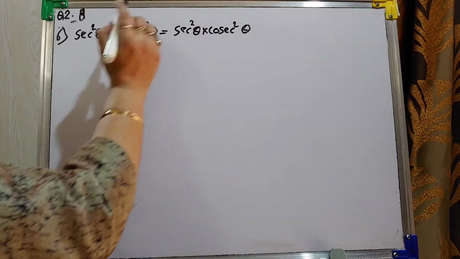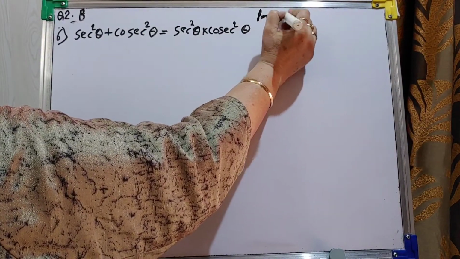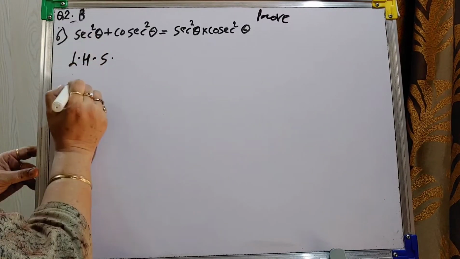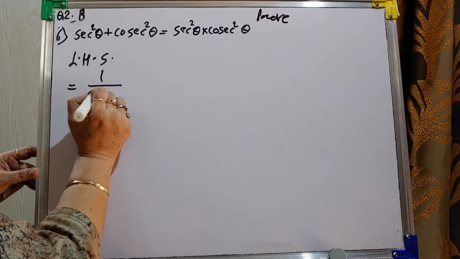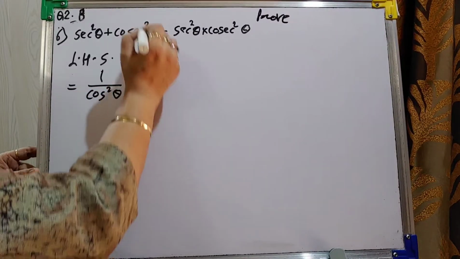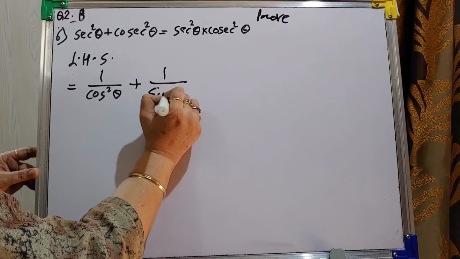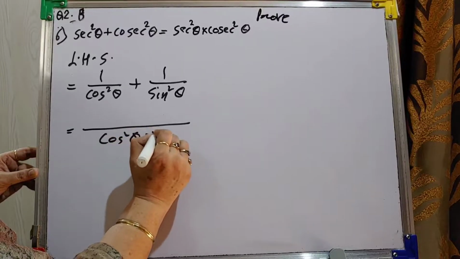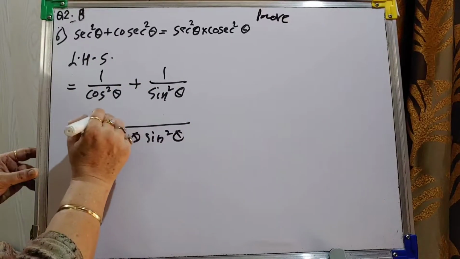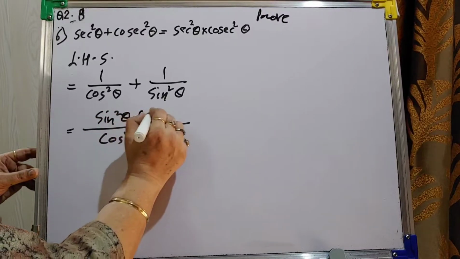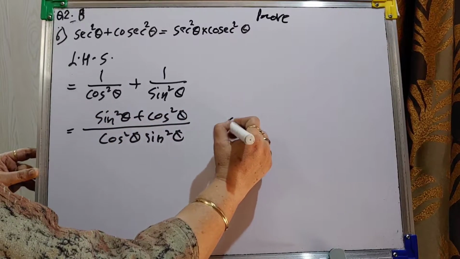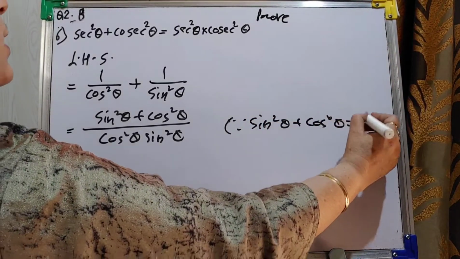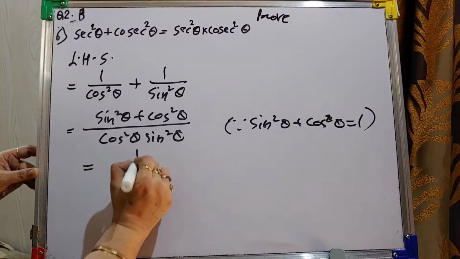Now student, let's solve this sum. This also you have to prove that left hand side is equal to right hand side. So I am taking the left hand side. Instead of 1 by sec square theta we can write cos square theta, and instead of 1 by cosec square theta, we can write sin square theta. Now cross multiply cos square theta into sin square theta. This will multiply here. So sin square theta plus cos square theta. Since you know sin square theta plus cos square theta equals 1, instead of this you can write 1.